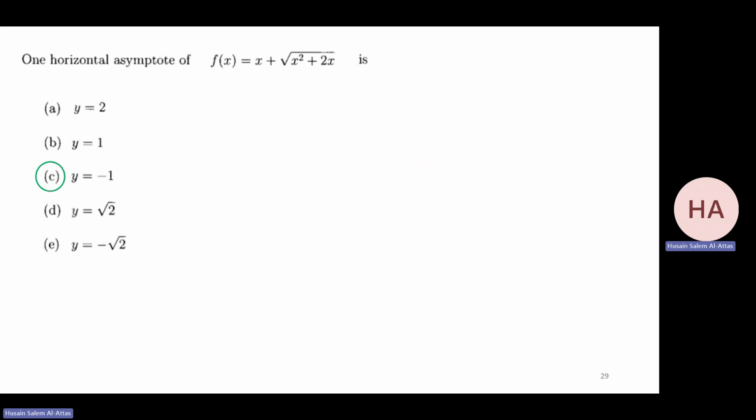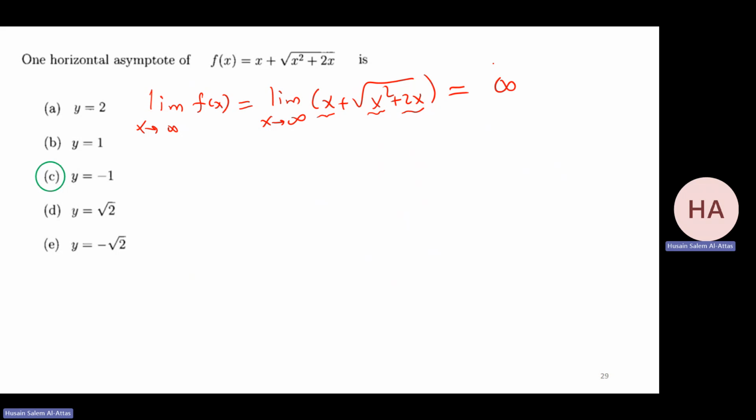One horizontal asymptote is this. Maybe you have two. So this is one of them. Let us see. What I will do, I check the limit as x goes to infinity, and x to minus infinity. Let us see what will happen. First, if the limit of f(x) as x goes to infinity, it will have no problem. This will be infinity. This will be infinity. This will be infinity. So I have infinity plus infinity. So this is infinity. So I have no horizontal asymptote from this side.